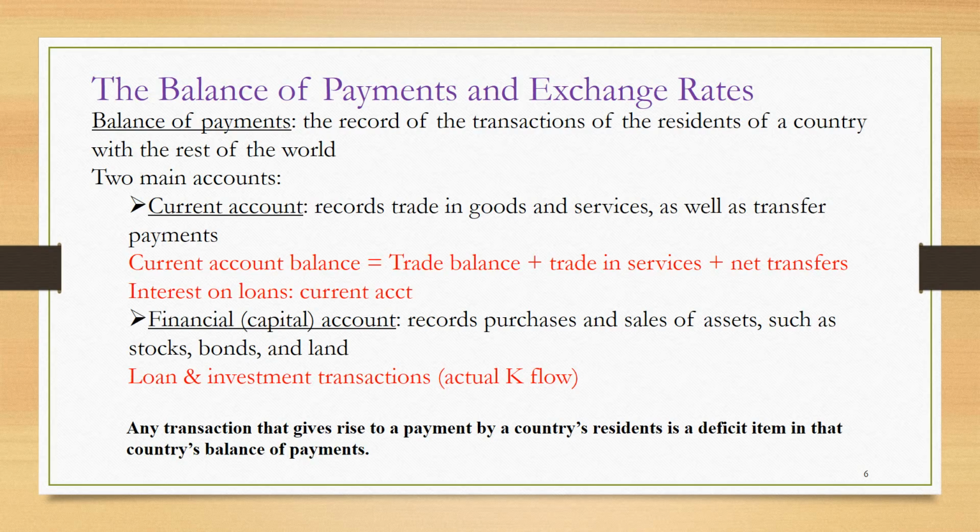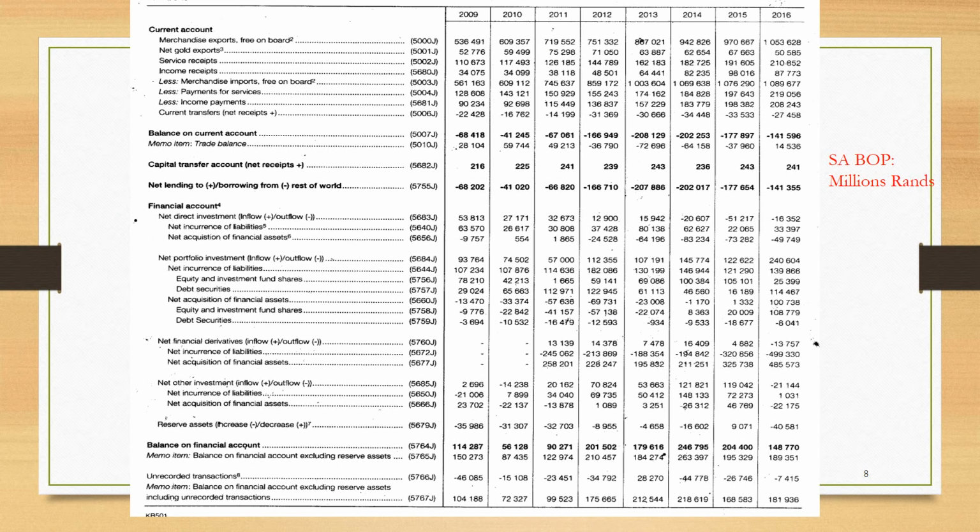And then you'll also see an item, if you look for instance here, this is the South African balance of payments, you'll also see an item where they refer to any change in net gold or other foreign reserves. So that's a change in South Africa's official reserves, government's holdings of foreign currency and gold.